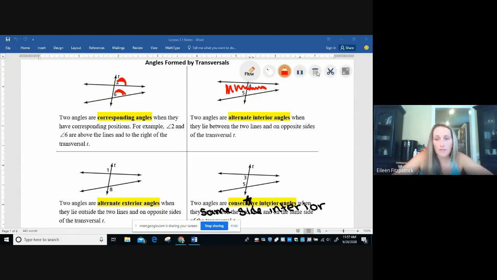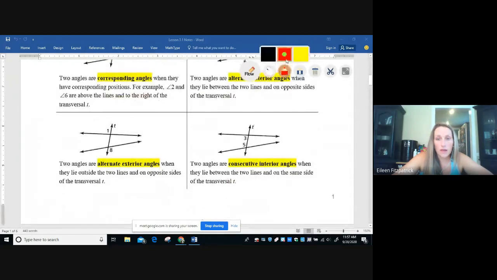Then we have, let me scroll down, alternate exterior angles. So just like we have interior space, we also have exterior space. This is the exterior space, and this is the exterior space. So both angles 1 and 8 are on the exterior, and they're on opposite sides of the transversal. Angle 1 is to the left, and angle 8 is to the right. So those are alternate exterior.